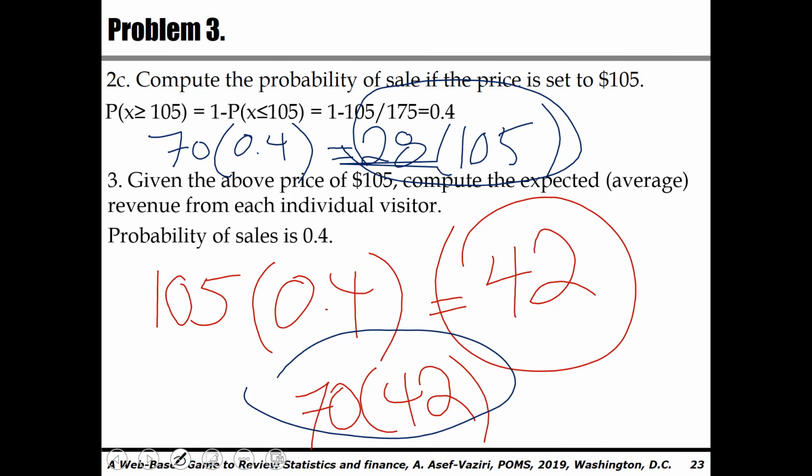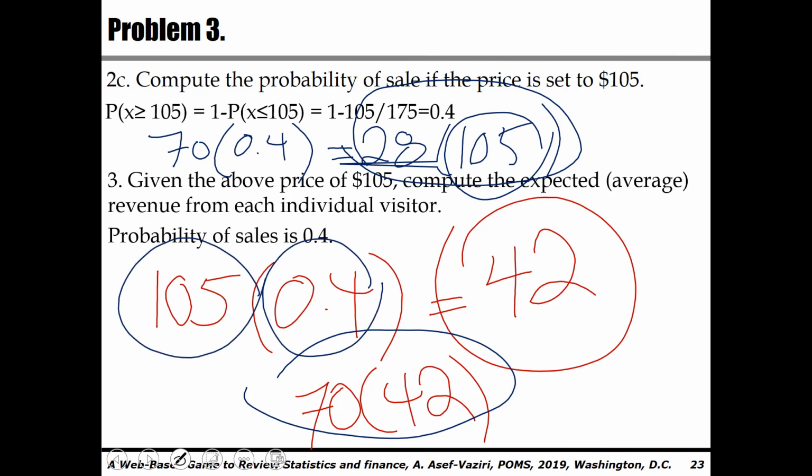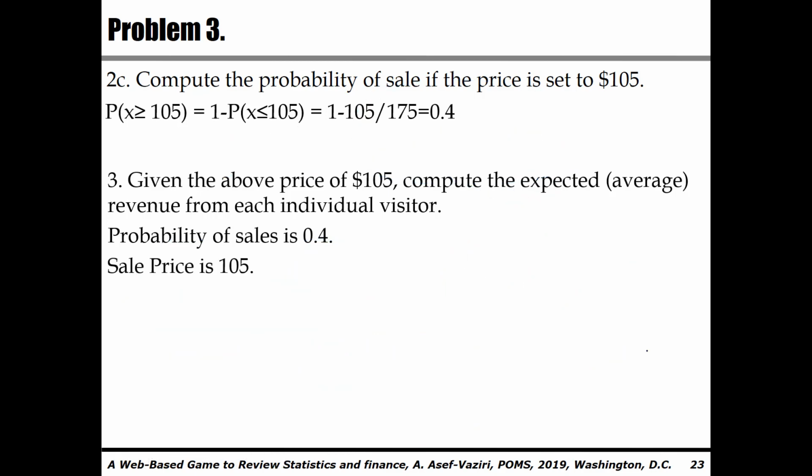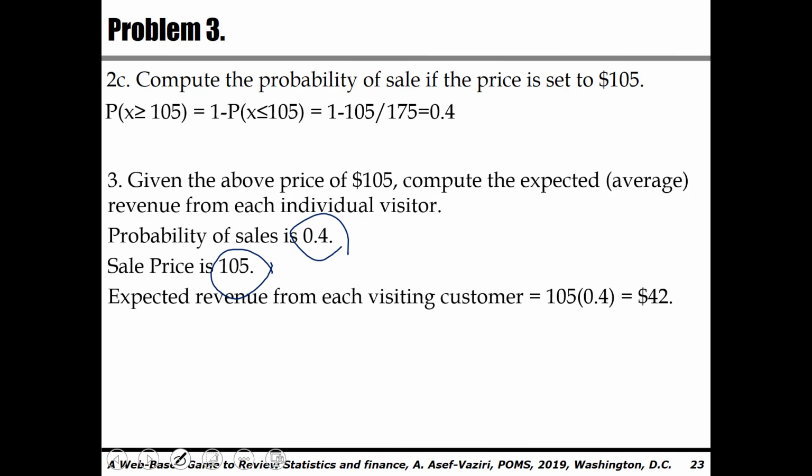So we may assume that 70 people come to our website. So the number of people who buy it is 0.4 times 70, but they each pay 105. At the same time, we may assume that customer come to our website with probability of 40% will buy it. Therefore, from each customer, we only collect 0.4 times 105. But how many of them are there? 70. Think about it a little bit. Very neat idea. Sale price, 105. Probability of purchase is 40%. Therefore, from each customer, we collect $42.